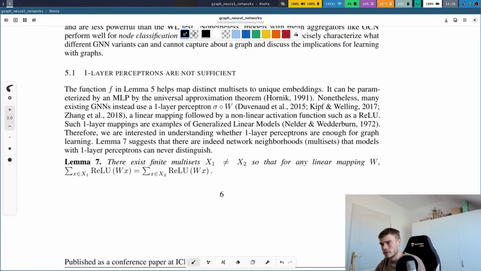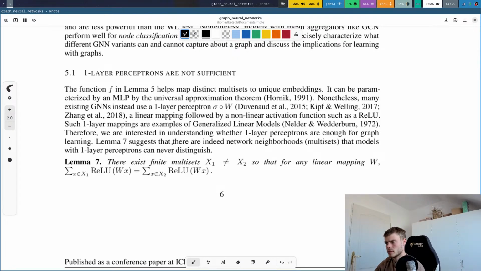One-layer perceptrons are not sufficient. The function f in lemma 5 helps map distinct multisets to unique embeddings. It can be parameterized by an MLP by the universal approximation theorem. Nonetheless, many existing GNNs instead use a one-layer perceptron. This is a linear mapping followed by a nonlinear activation function, such as ReLU. Such one-layer mappings are examples of generalized linear models. Therefore, we are interested in understanding whether one-layer perceptrons are enough for graph learning.